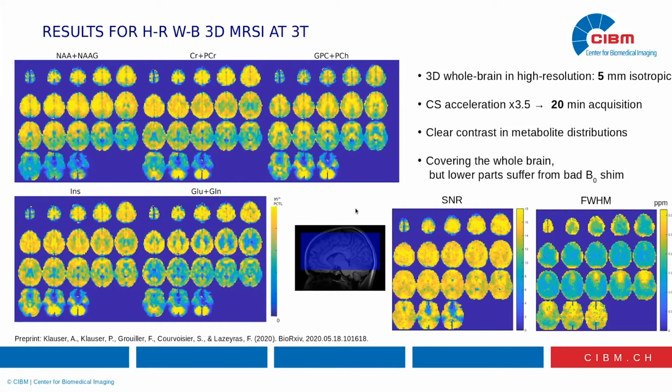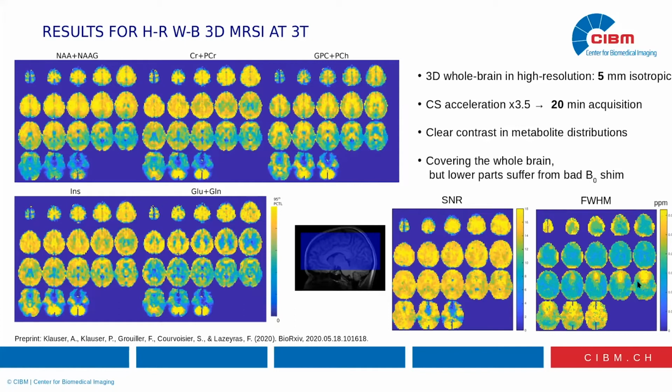And again, you can see the clear contrast in the metabolite distribution, with particularly the GLX highlighting the cortex. But it's also important to keep in mind that in this case, we have a data set containing 10,000 voxels, and the quality of each voxel is, of course, difficult to check individually. In order, for instance, to check the quality of some regions that might suffer from bad shimming, it's important to check the SNR and the full width at half maximum, the peak width map.